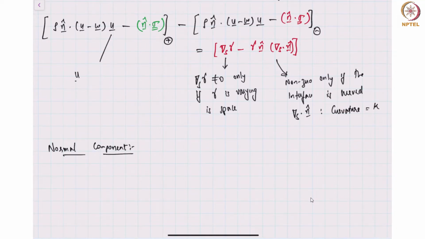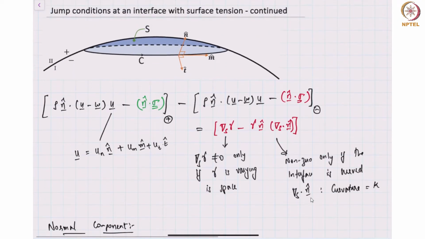The velocity u here can be thought of as the normal component un n, plus two tangential components, um m plus ut t, where um and ut are the scalar components of the velocity u in the direction of m and t, whereas un is the scalar component of u in the normal direction. So this has three parts.